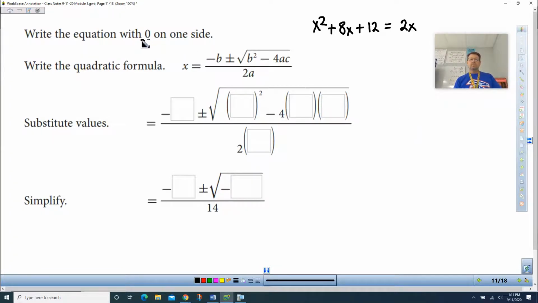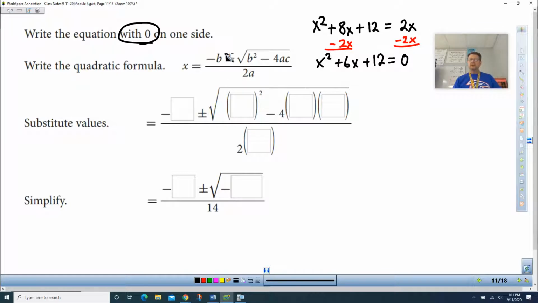First thing we need to do is what? We got to make sure this thing is equal to 0. So we're going to subtract 2x on both sides of the equal sign, and I can only add and subtract like terms, right? So put that underneath the other side there. All right, so now x squared plus 6x plus 12 equals 0. Now we're in business. We can get that started. Got that done. Now we're going to write our quadratic formula.